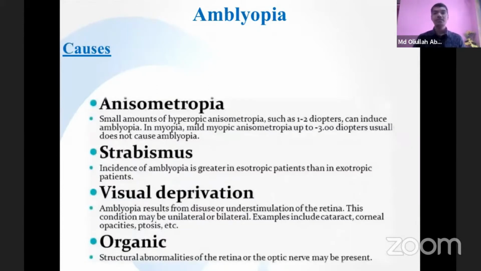If you classify them, the commonest one we see is anisometropic, followed by strabismic. A combination of the two is not very uncommon as well. Then you have a much lesser component of visual deprivation, like unilateral cataract, bilateral cataract, ptosis, or some organic factors where you do not see any specific cause, but still the visual acuity is less. I'm going through these slides a little quickly because the core topic we'll be discussing is dichoptic management.